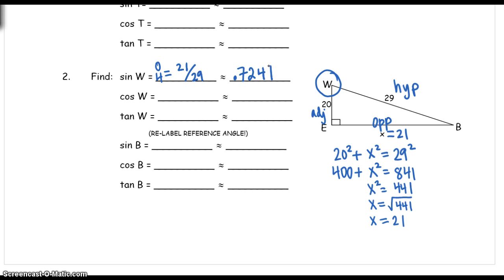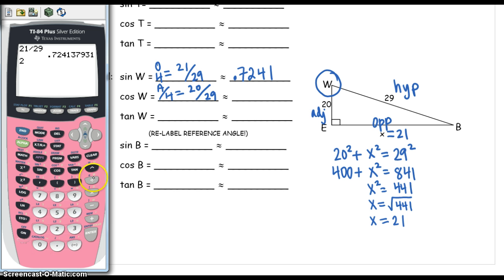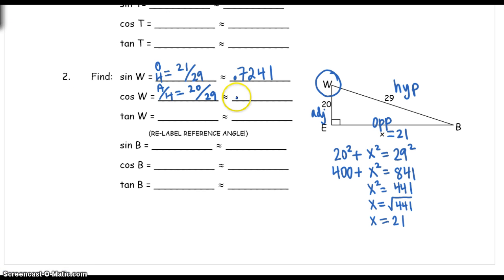0.7241. Okay, so for cosine, we said that was adjacent over hypotenuse. So looking at our triangle here, our adjacent is 20 and our hypotenuse is 29. So we have 20 over 29. Now when we do that on the calculator, 20 divided by 29, we look and see how to round this one. So 0.68965. This 5 will bump that to a 7. So 0.6897. So just make sure you're rounding correctly.